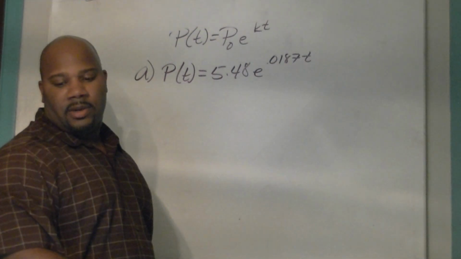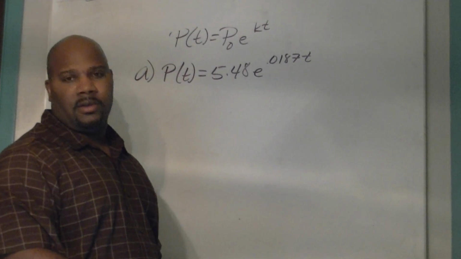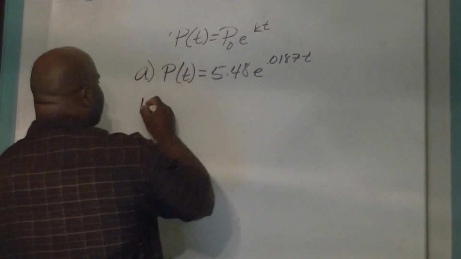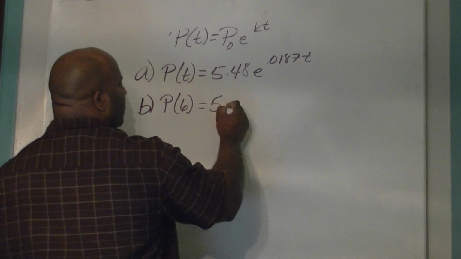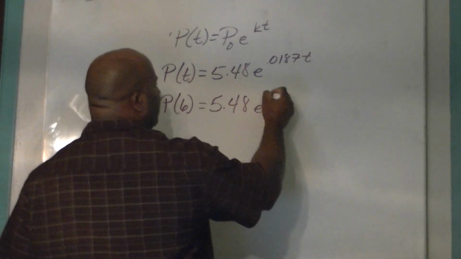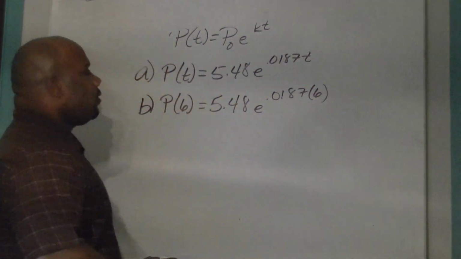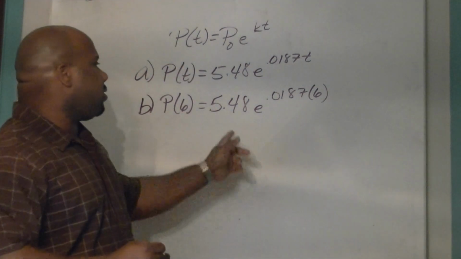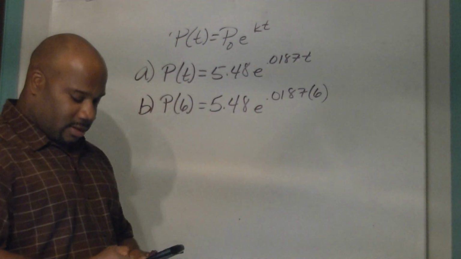Okay, so then it wants to estimate the population in 2018. Okay, my initial population was 2012. So how many years have gone by? 6. So B is P of 6. So the only thing I'm going to do is multiply that 0.0187 times 6. And I can put that in the calculator just like that. 5.48 e to the 0.0187 times 6. So I'm going to do that.